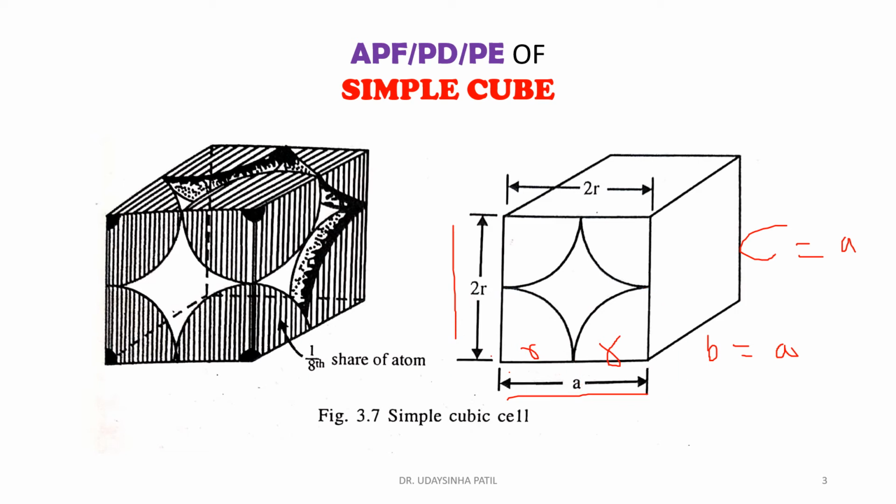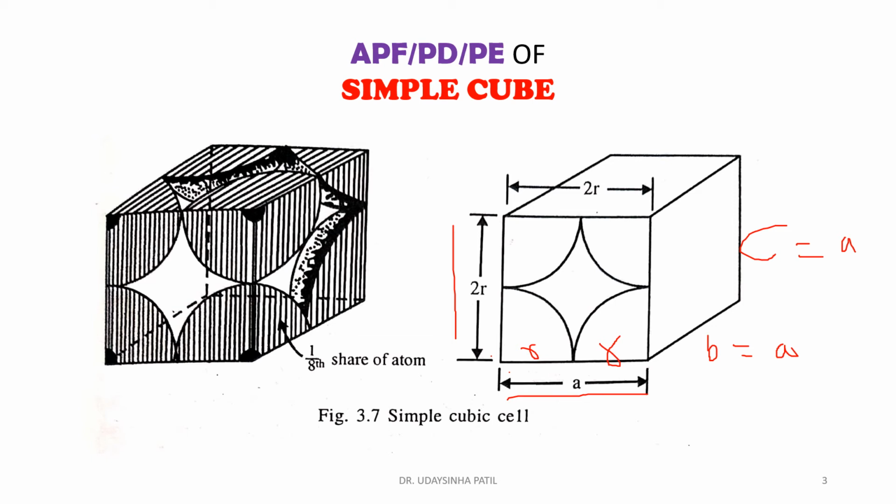Then we can consider a equals 2R, since the atoms at the corners are touching each other, or R is equal to a by 2. We can also consider it as a by 2. Then we have to calculate the number of atoms present in the simple cube.